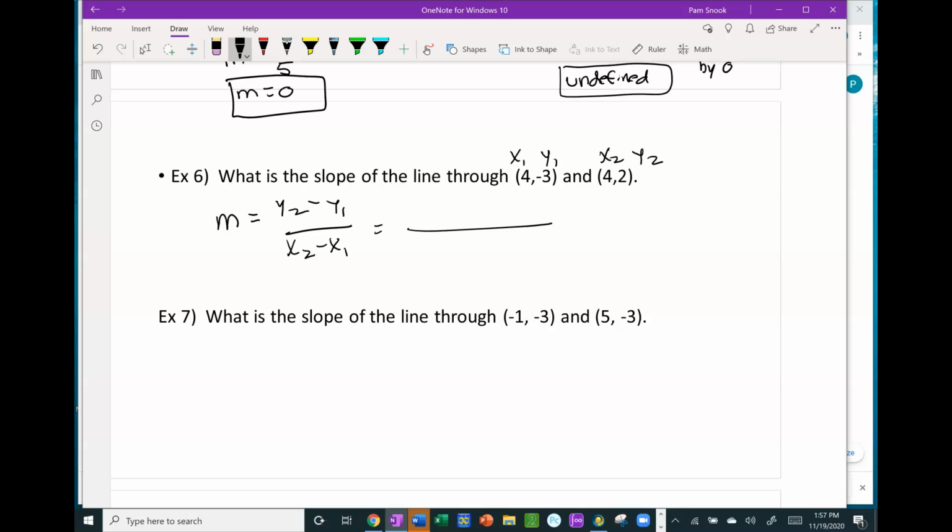So y2 minus y1, 2 minus a negative 3 is the same thing as 2 plus 3. And then I have a 4 minus 4. I get a 5 over 0. That is undefined, which means that this would be a vertical line.